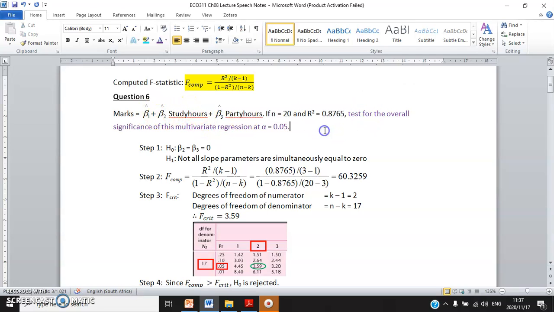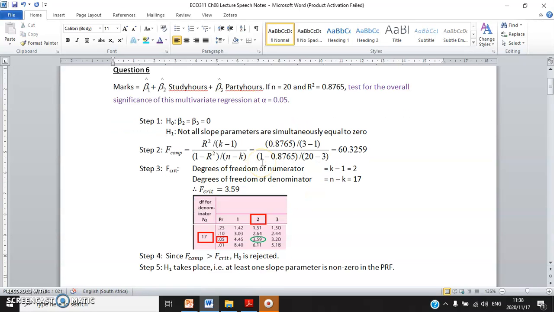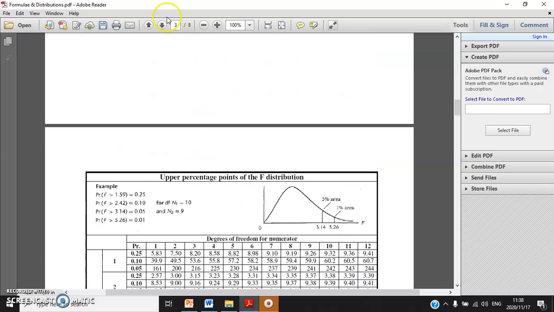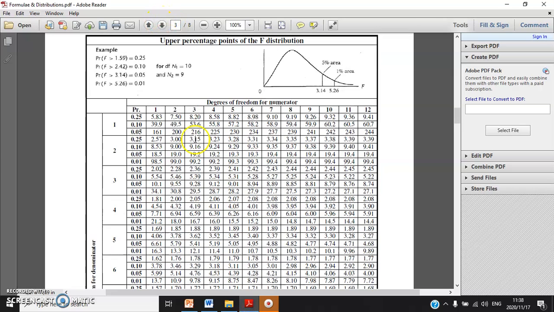R squared is already quite high. I think this regression is quite good because the 2 explanatory variables, study hours x2 and party hours x3, are relevant to explain variation in students' marks. So test for the overall significance: you spot the keyword overall significance, so it means the F test. Alpha is 5%, and then let me move to the F table here.